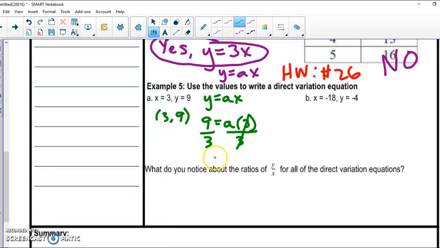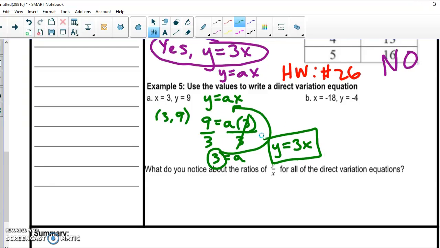So as I solve now, I find that 3 equals A, or A equals 3. So now that I know my constant of variation, now I substitute this back into my original form, which is y equals ax. So for this equation, I will write y equals 3x.